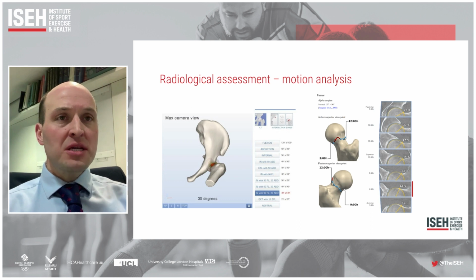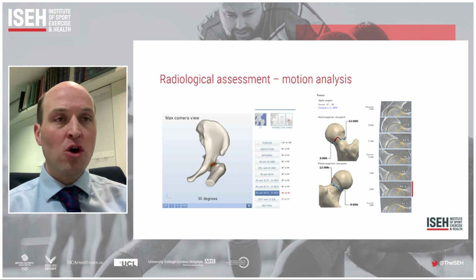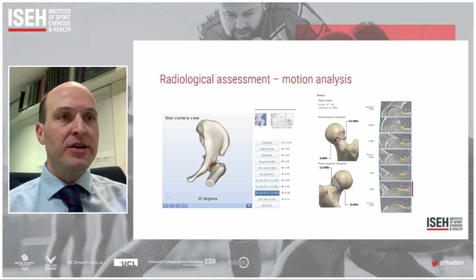CT data can also be used for motion analysis. There are a number of commercial products available which look to provide further information from the cross-sectional imaging, such as simulating motion analysis and when contact may occur between the acetabulum and the femur, and also looking for the alpha angle, which is a measure of asphericity of the femoral head at various points around the femoral head-neck junction to try to clarify the location and size of cam morphology. Also, the software can analyze femoral version and acetabular coverage.